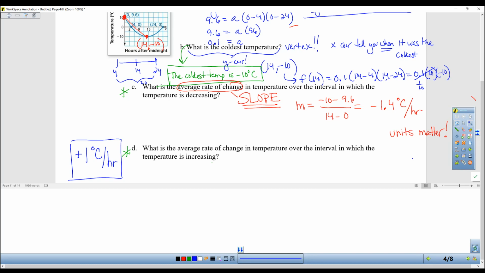So when the temperature is increasing, it's not increasing that fast right in the beginning, but it starts to get a little faster. See how its slope is speeding up? And then look at this slope, even a little bit faster. But we want the average slope. So pretty much we want the slope between (14, -10) and (24, 0). y2 minus y1 over x2 minus x1, which is 10 over 10, which is 1 degree Celsius per hour.